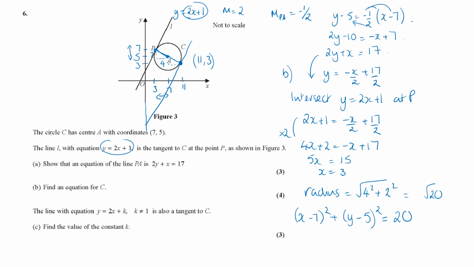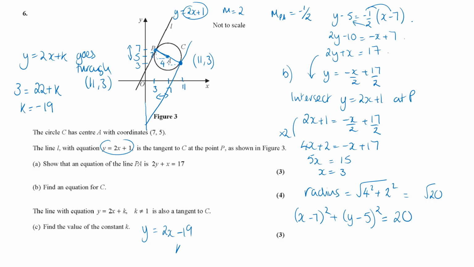So the line we're after is called y equals 2x plus k, and it goes through (11, 3). So I can just feed them in. When y is 3, 2 times 11 is going to be 22 plus k, and then that will give me that k is equal to 3 minus 22, so minus 19. So all we needed to do was find the constant k, and the line is y is equal to 2x minus 19, k is equal to minus 19.